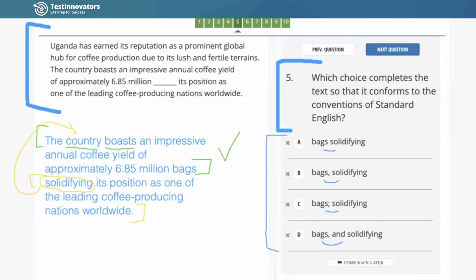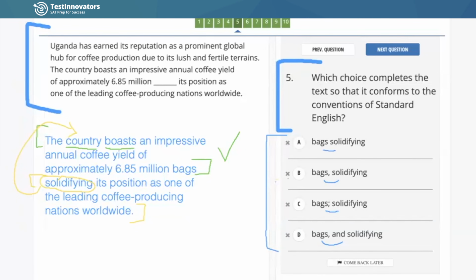So when we have a verbal phrase that is modifying or adding additional information, we refer to this as a participial phrase. Rather than function as a verb, it functions as an adjective. So in other words, it adds descriptive information about the noun it modifies. A participial phrase can never be an independent clause. So with that in mind, we can eliminate two of our answer choices.